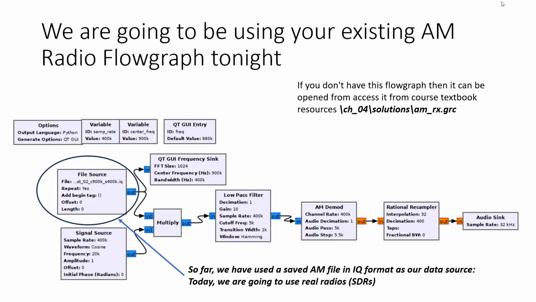So far, when we've been doing these flow graphs, we've been using a file source, which is a recorded piece of radio in IQ format. So it actually has a range of frequencies in it, and we've been able to tune in to those various frequencies and do pretty much everything with the radio that you can with a real radio. But of course, the difference tonight is that we're going to be moving to actually putting a real radio on our computers.